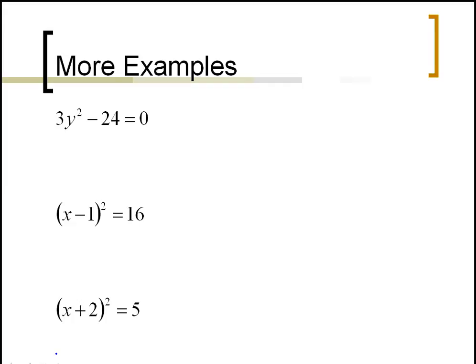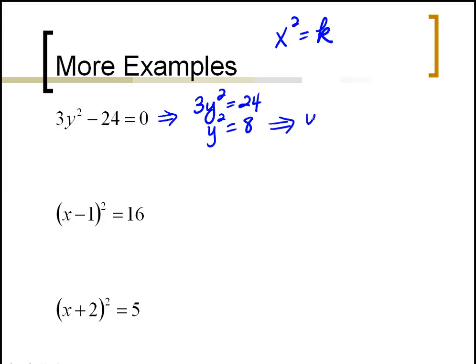Looking at some more examples, again the idea is to get the y squared to one side. So we'd have to first add 24 to get 3y squared is equal to 24, and then divide through by 3. So y squared is equal to 8. And now applying the property tells us that y is equal to plus or minus the square root of 8. We're not going to leave it in that form because that can be simplified. Remember that 8 is really 4 times 2, so that can be written as plus or minus 2 square root of 2.